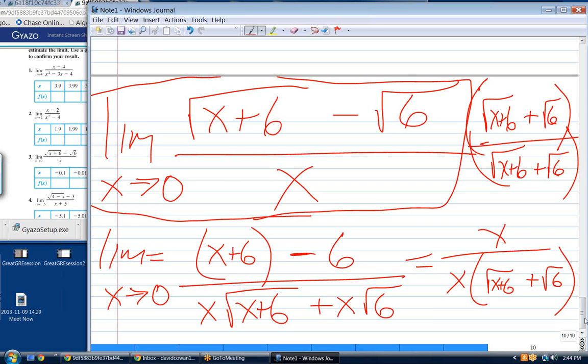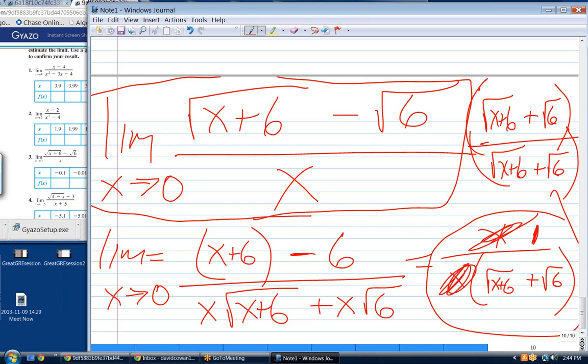What was I thinking? I looked at this and thought we still had 0 over 0, but we don't. The x's cancel, just like in the factoring problem. So now we have 1 over this, and when you plug in 0 for x, you get 1 over root 6 plus root 6, which is 1 over 2 root 6.